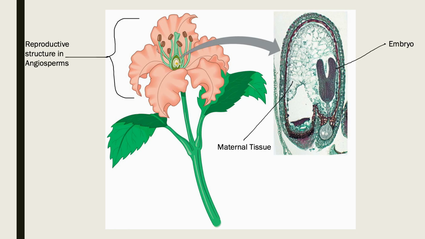If we take a look inside the reproductive structure of one of the plant phyla called the angiosperms, or the flowering plants, we can indeed see that nestled within the female part of this flower, we have our little embryo, or our little baby plant. Again, the fact that land plants retain the embryo within maternal tissue makes them embryophytes. So definitely be aware of what that term is, and that land plants do this.